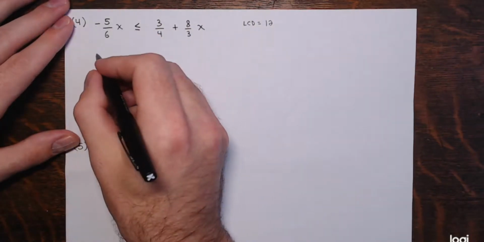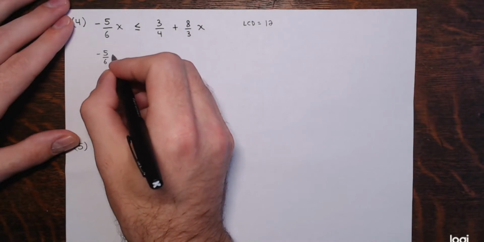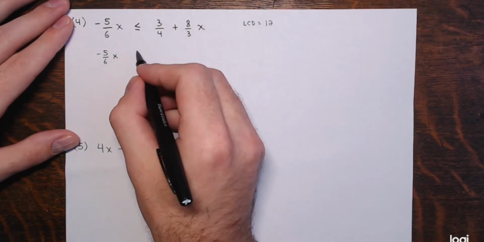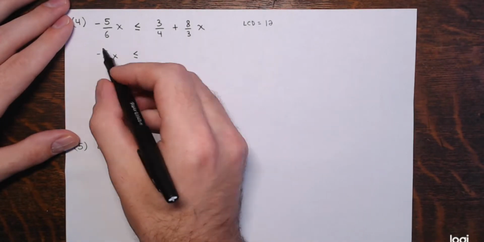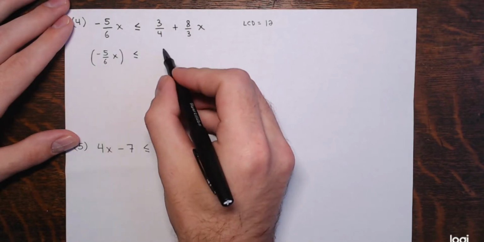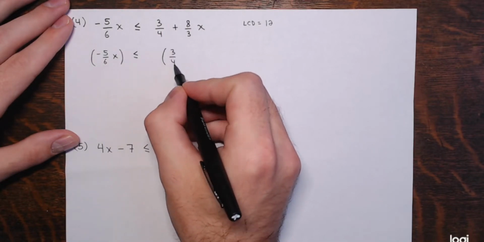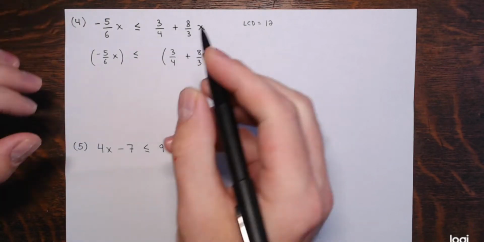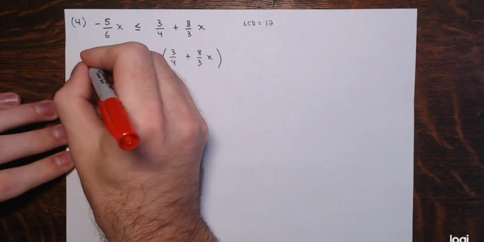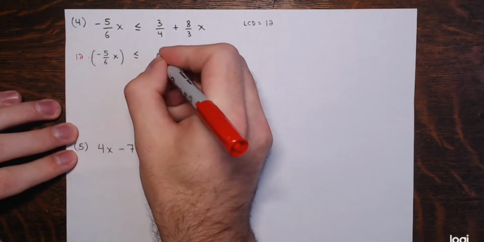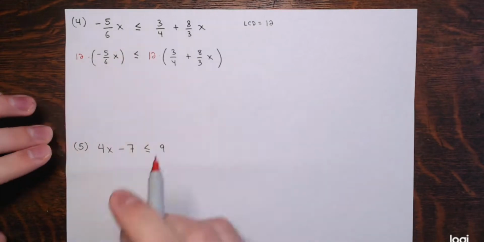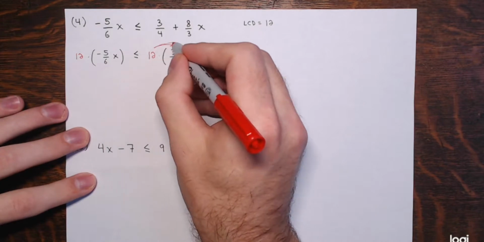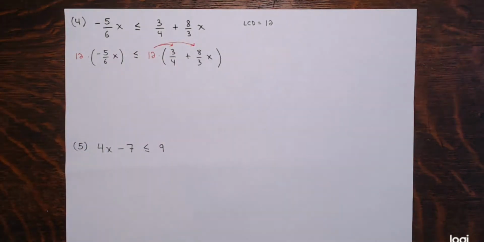So the first thing I'm going to do is multiply both sides by positive 12. So that's going to keep the symbol the way it is. So I'm going to multiply that side and this side, 3/4 plus 8/3 times x, multiplying both sides by positive 12. So the symbol didn't change. And the right side has multiple terms, so I need to distribute the 12. And this should clear away all the denominators.